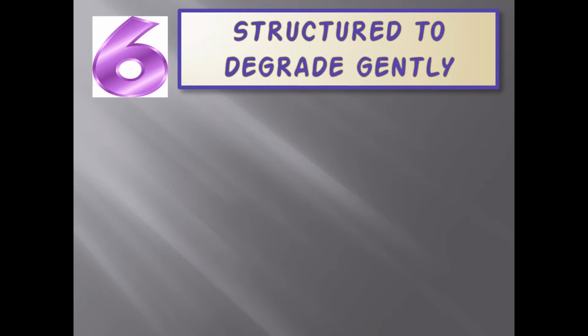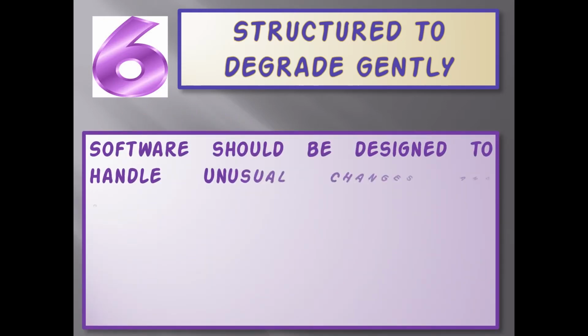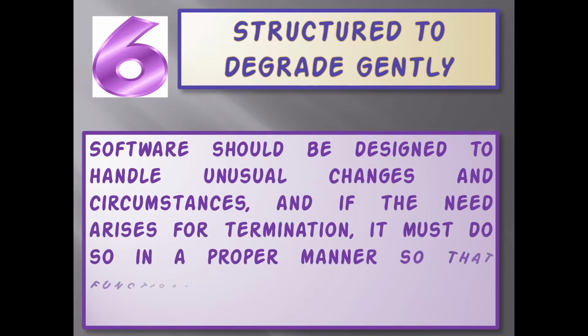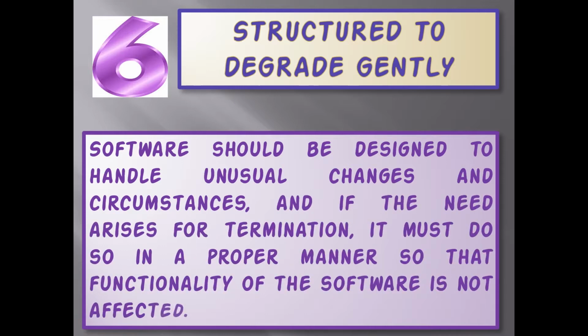Number 6. Software design should be structured to degrade gently. Software should be designed to handle unusual changes and circumstances, and if the need arises for termination, it must do so in a proper manner so that the functionality of the software is not affected.